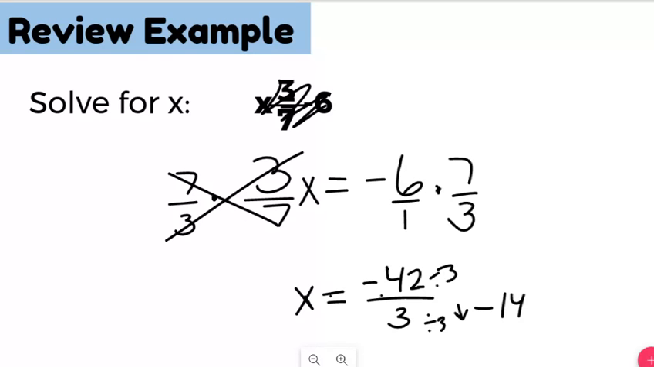The other option would be to cross simplify. 3 divided by 3 is 1. 6 divided by 3 is 2. And I end up with negative 2 times 7.